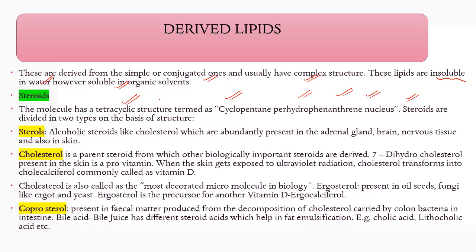Steroids are divided into two types on the basis of structure. Sterols. Sterols are the alcoholic steroids like cholesterol, which are abundantly present in the adrenal gland, brain, nervous tissue, and also in the skin. Cholesterol is a parent steroid.